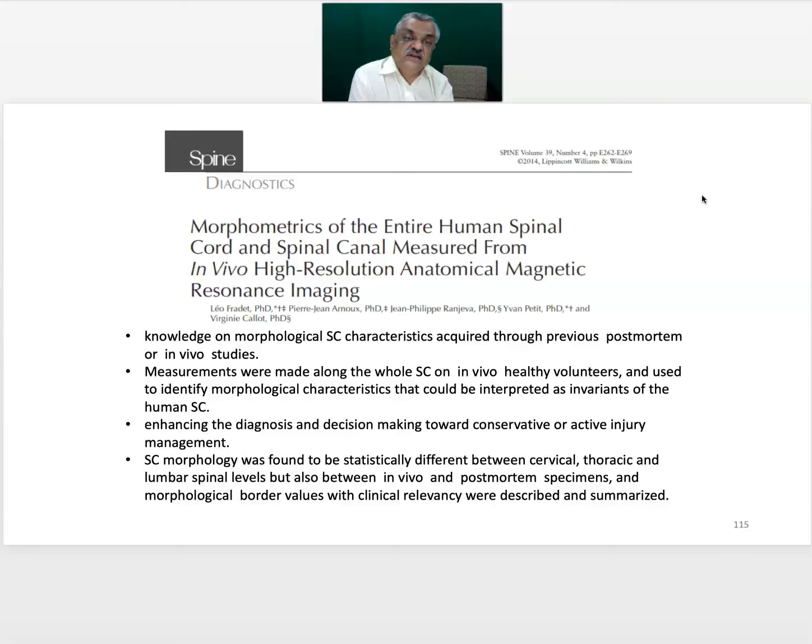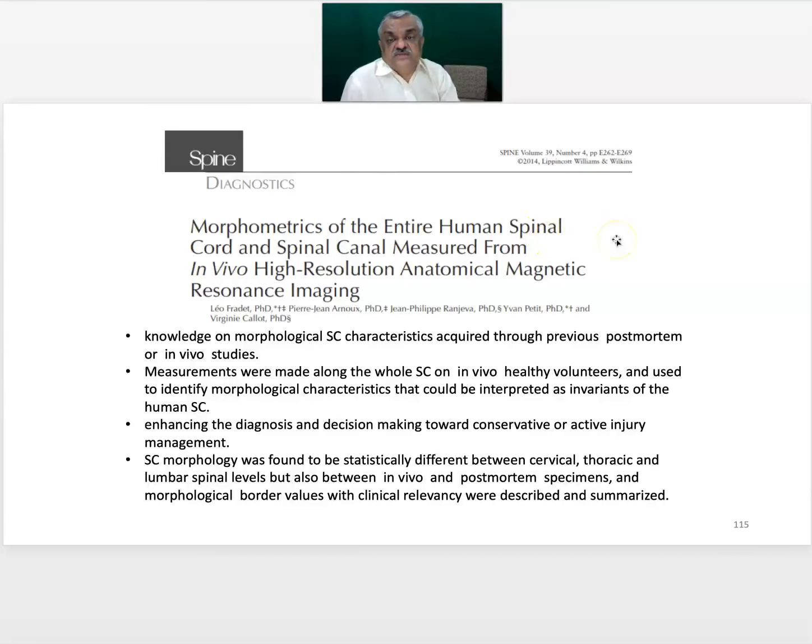This was mainly related to the spinal cord morphology, and it was found to be distinctly different, statistically different between cervical, thoracic and lumbar spinal levels, but also in the postmortem or the cadaver specimens and in vivo specimens.